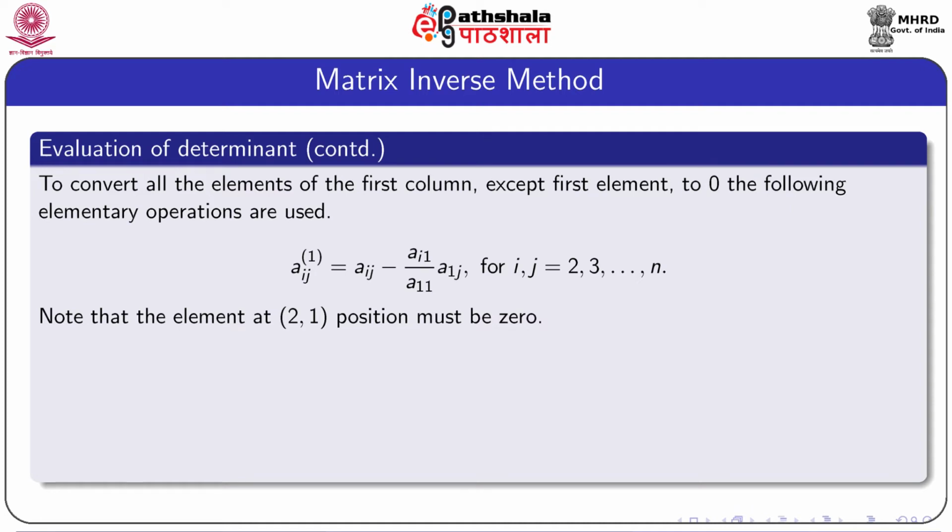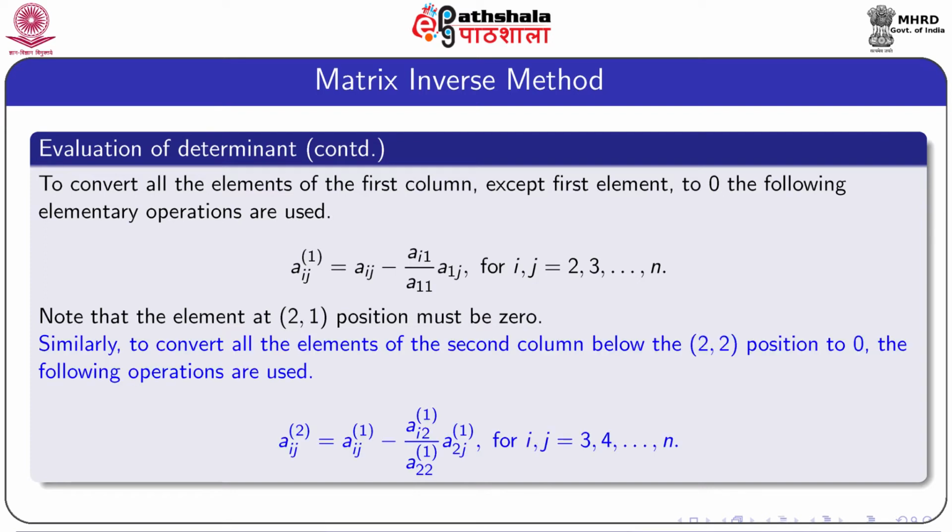To convert all the elements of the first column except the first element to 0, the following elementary row operation is applied. That means a_ij^(1) equals a_ij minus a_i1 into a_1j divided by a_11, and this is applied for i and j equal to 2, 3 up to n. Using this elementary row operation, it is guaranteed that the element at the 2, 1 position must be 0.